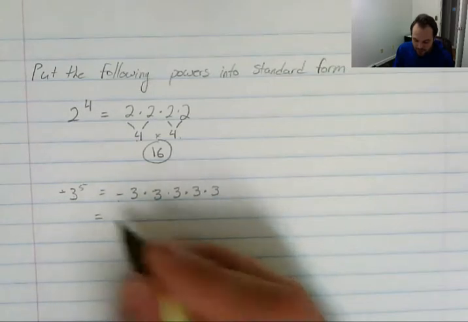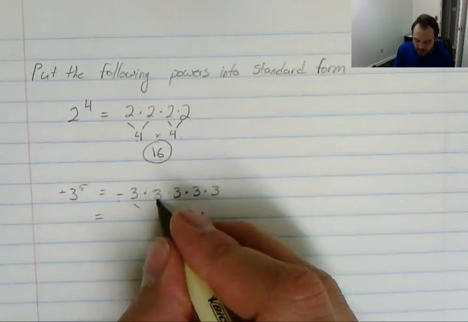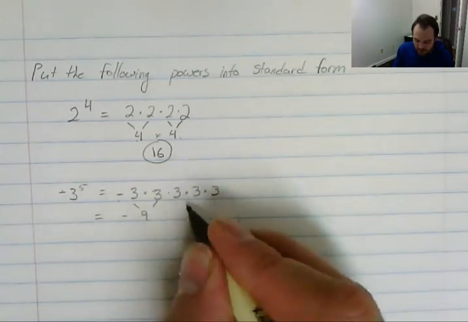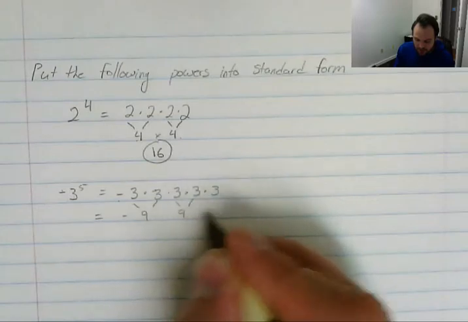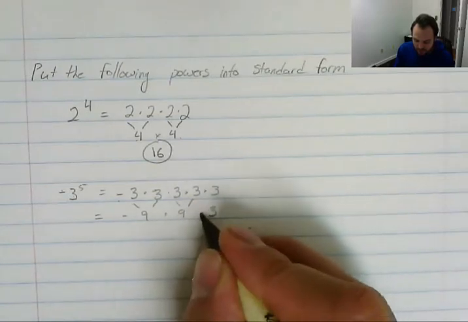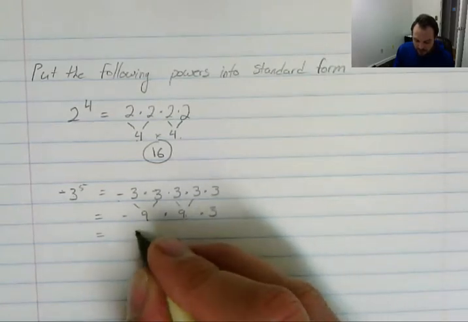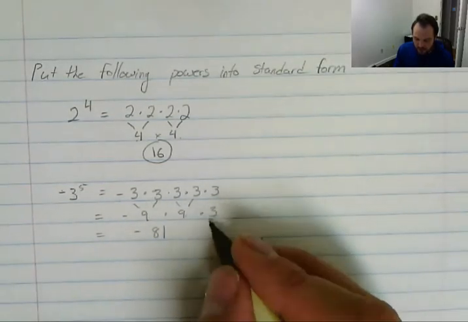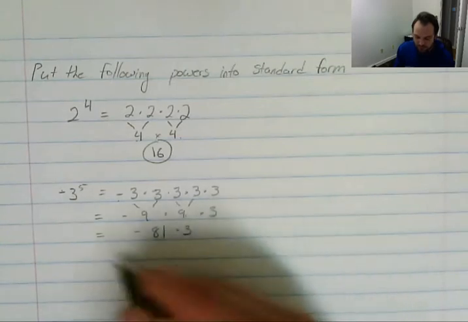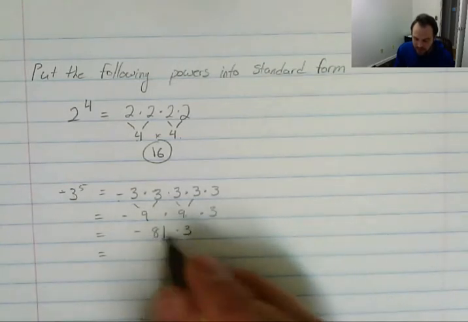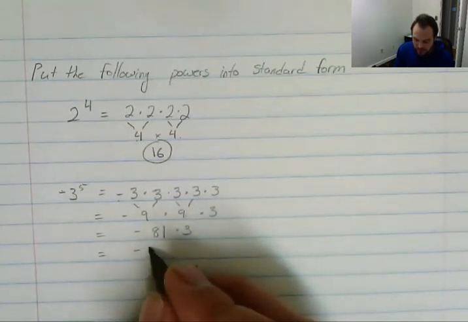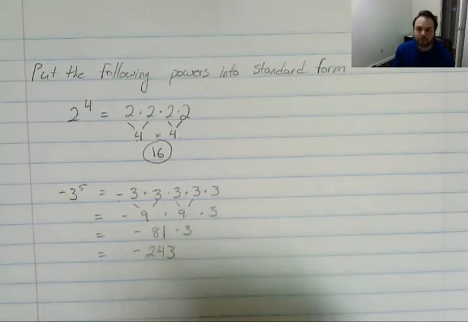So what this is going to give me is, what's 3 times 3? That's going to give me 9. 3 times 3 is 9 as well, and then we have another 3. So now I'm going to end up getting 9 times 9 is negative 81. This is all negative. Then we have to still multiply that by 3. So 81 times 3 is going to give me negative 243.